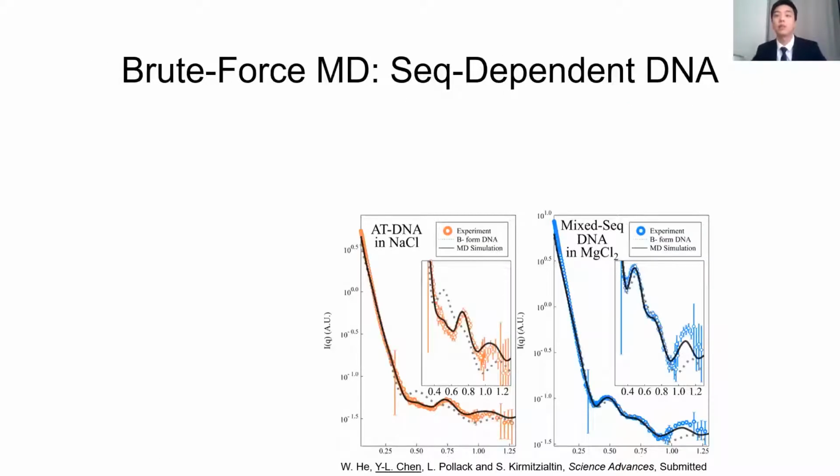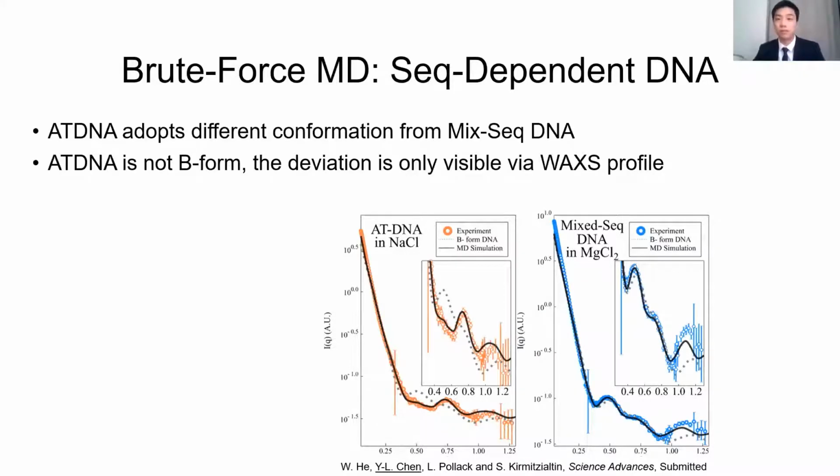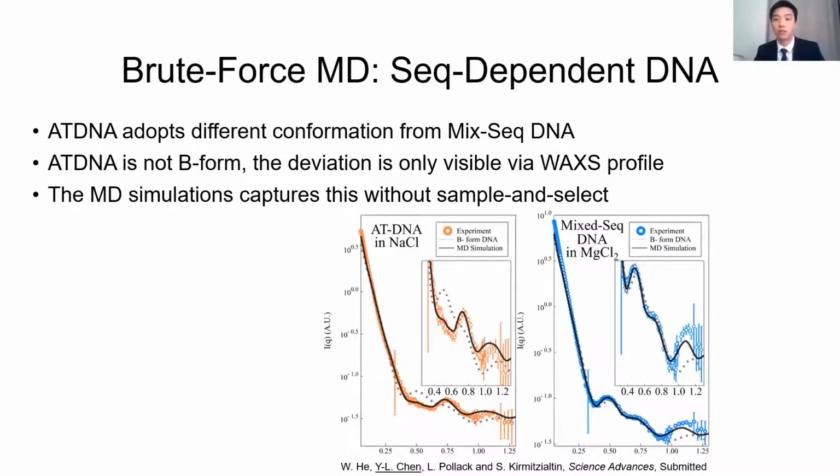And we applied sample and select on DNA duplexes of different sequences, the pure AT sequence and a mixed sequence. And experimentally, these WAXS profiles are very different, suggesting different DNA conformations in solution. And the MD simulation actually did not require sample and select, so we hit the jackpot in this case. The dashed line is a canonical B form, and it agrees with the mixed sequence DNA data, while the AT DNA has a very different conformation than the B form.